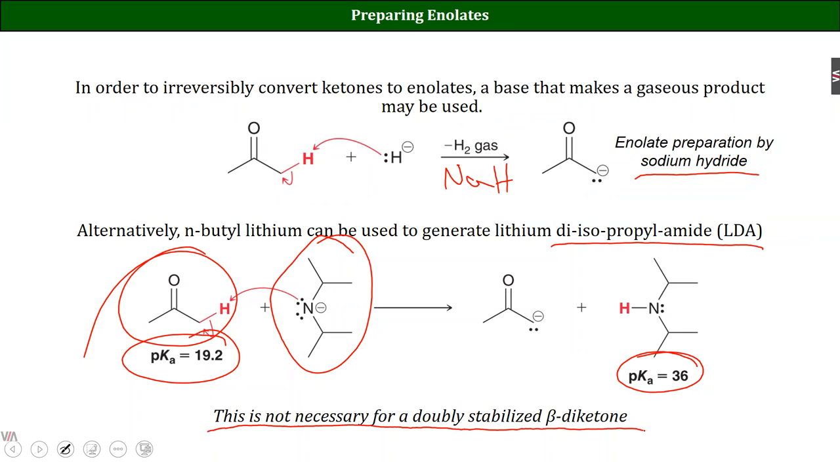If we have those beta diketones that we mentioned earlier that can self-stabilize, those are a lot easier to deprotonate because they have more resonance stabilization. So more resonance stabilization is going to affect these pKa numbers. If you think of something like this one, not as extreme as that one actually.